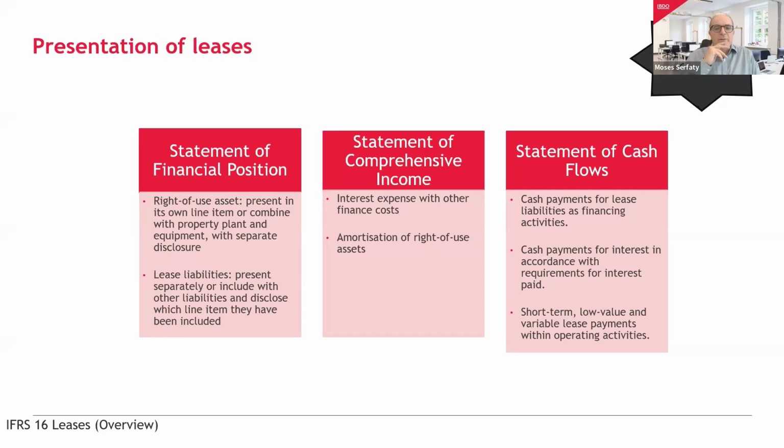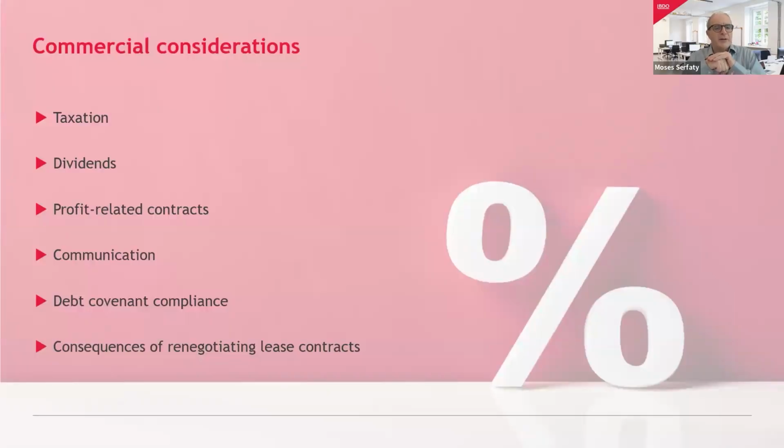Worth noting, though, that if you've taken the short-term low-value exemption, those payments would go in operating activities as they have in the past, and equally contingent payments, like, as I said, the turnover rents, they will also go to operating activities. So if we move on to the next slide, just a few things to think about.